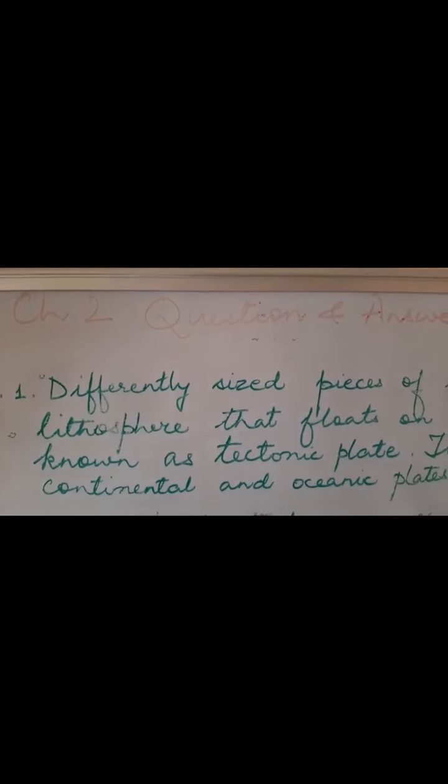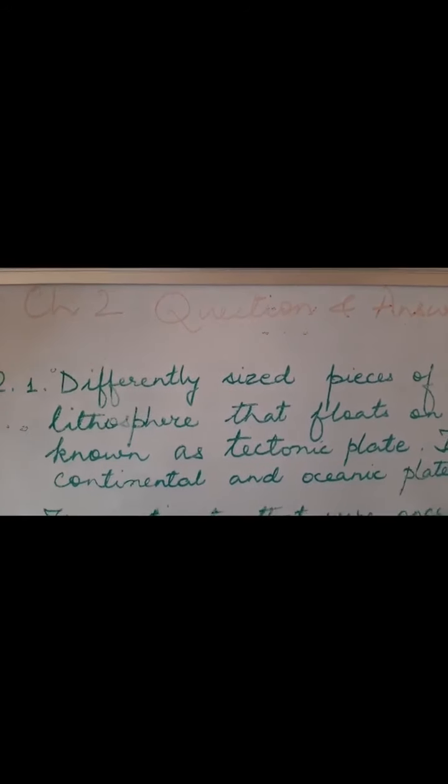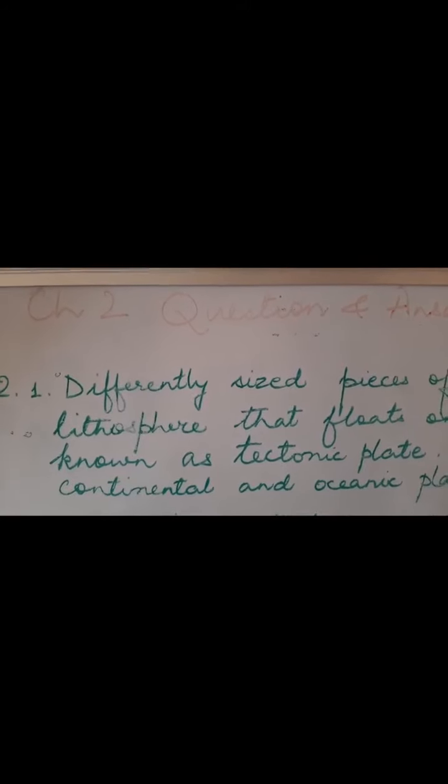Many times I have found that the children write in this answer that the earth crust is made up of plates, and that much. The earth crust is made up of plates, but it is not a correct answer. So the correct answer should be the definition, because here definition is asked. So let's see what is the correct answer of our tectonic plates. The correct answer is differently sized. Why differently sized? Because all the plates are not of the same size.